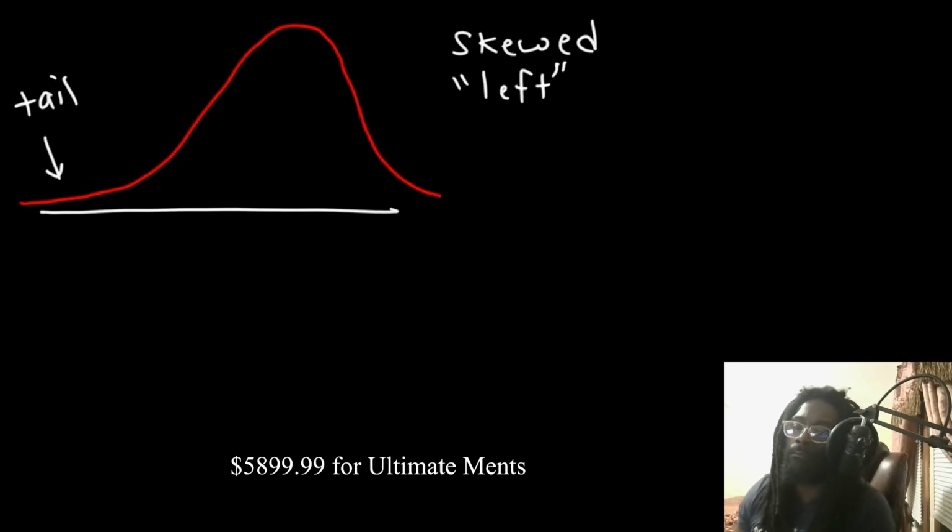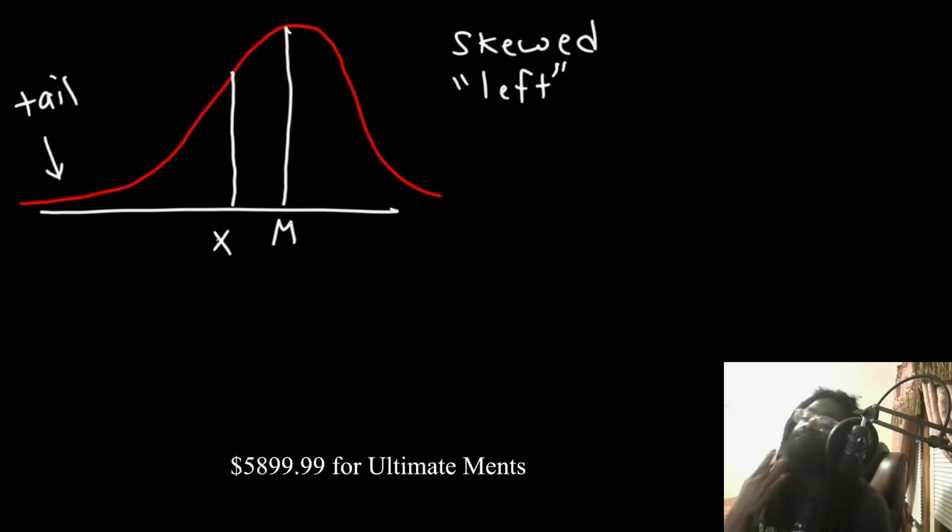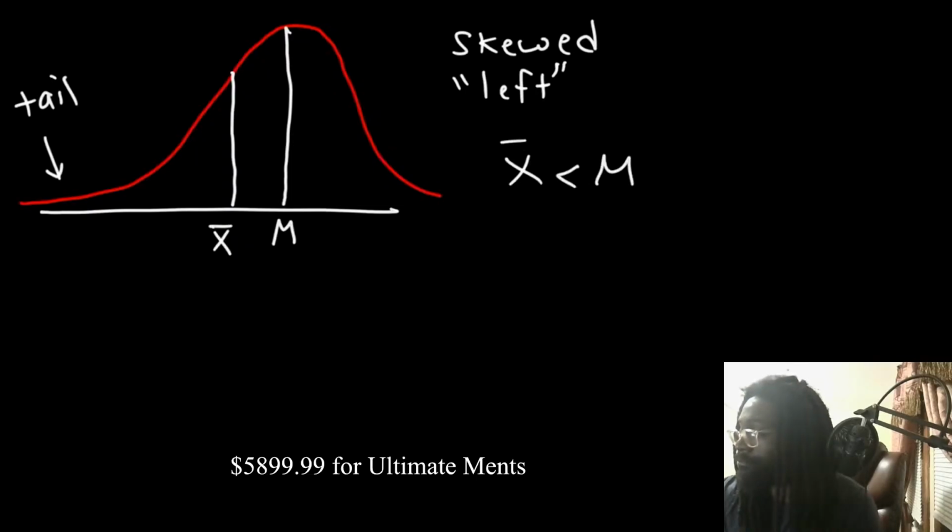Now the median will be somewhere in this region, and the mean is going to be to the left of the median, since it's skewed to the left. So the sample mean is less than the median.